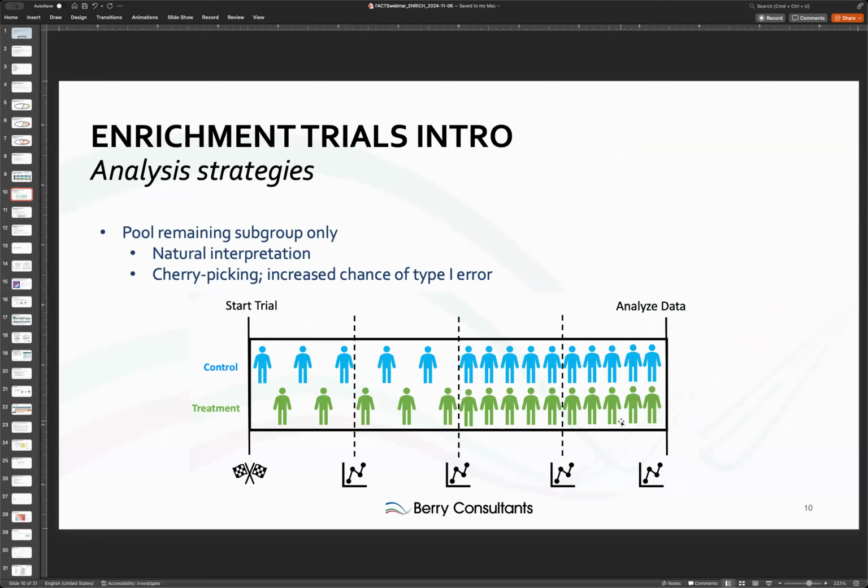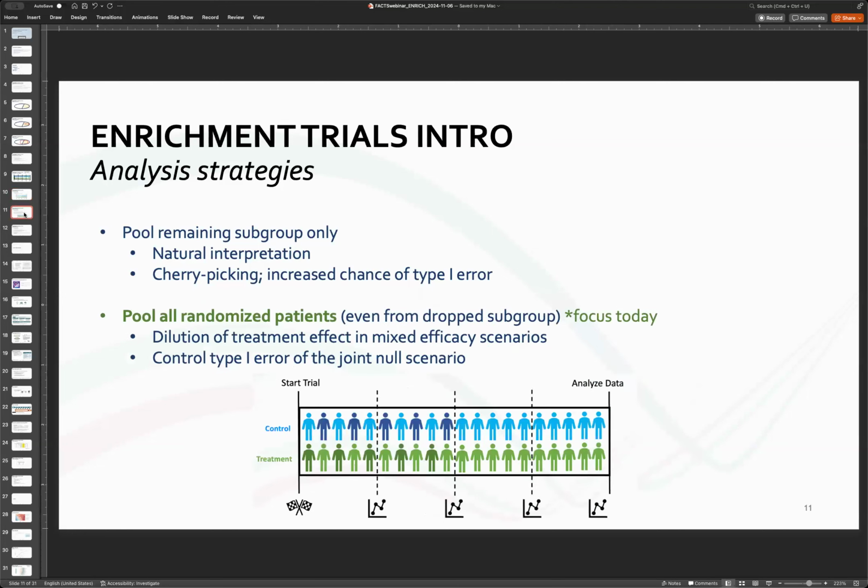But this has some cherry-picking implications, right? You're cherry-picking the subgroup of patients in your trial that you want to analyze. There's multiplicity. You've now increased your chance of type 1 error. Okay, so that's one drawback of this analysis strategy. What we're going to talk about with Enrich is actually the second one, which is pool all randomized patients. So that would leave these subgroup B patients in the picture. You pool all the blue on the top for control, pool all the green on the bottom for treatment. When you do your primary analysis, you're probably going to get some dilution of your treatment effect.